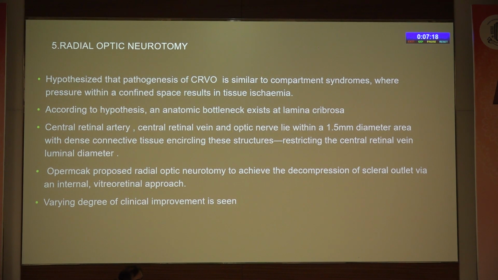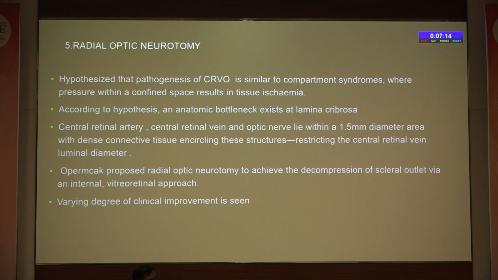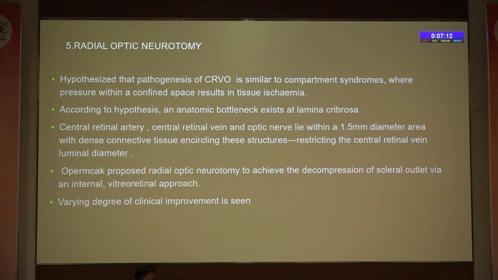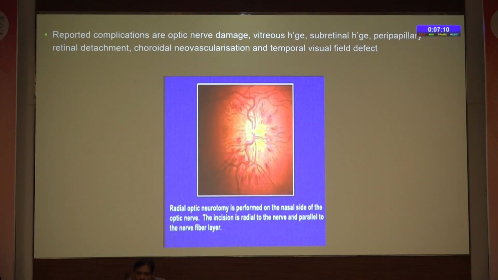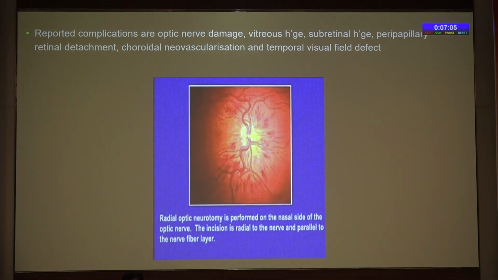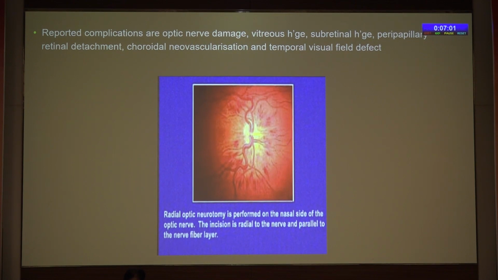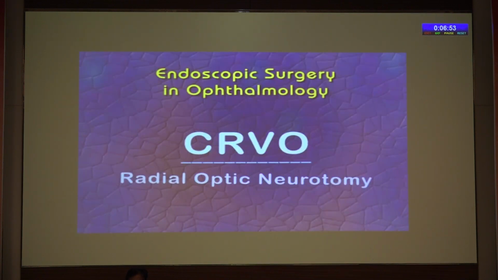It's similar to a compartment syndrome, and according to this hypothesis, there is a bottleneck existing at the lamina cribrosa, and by making a nick at the medial part of the scleral wall, we can release this bottleneck occlusion. The bottleneck structure is broken and the pressure is released, and thereby the occlusion is opened.